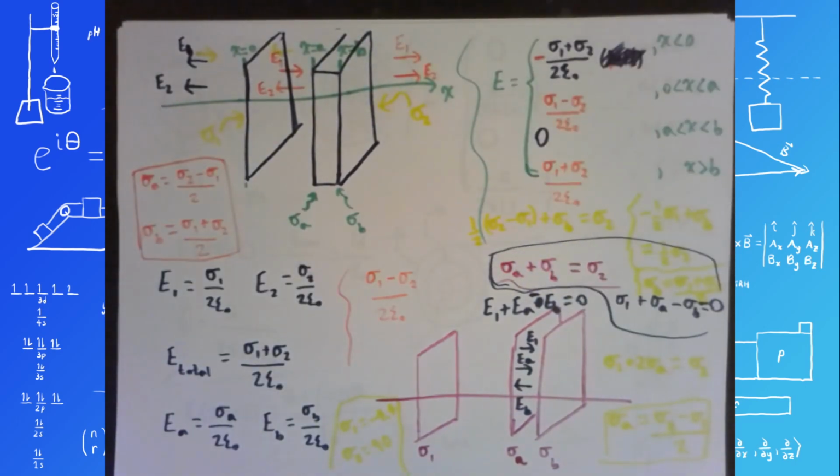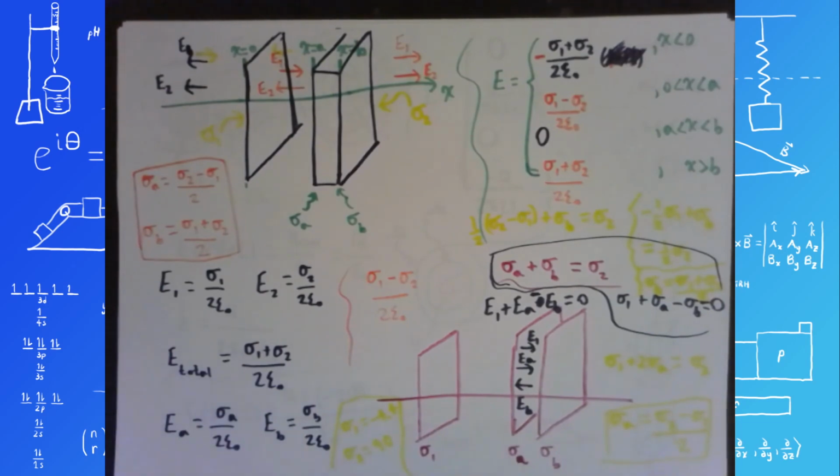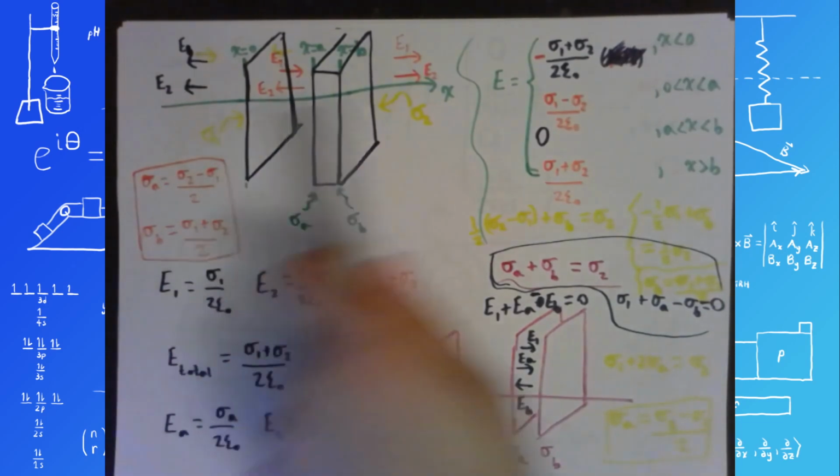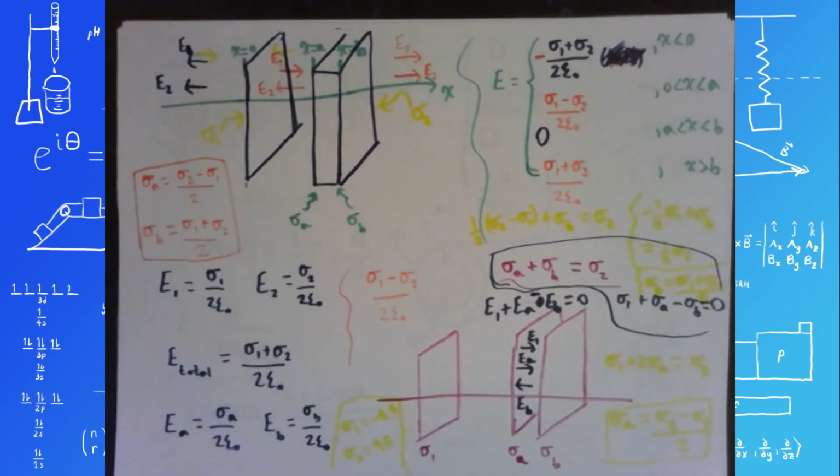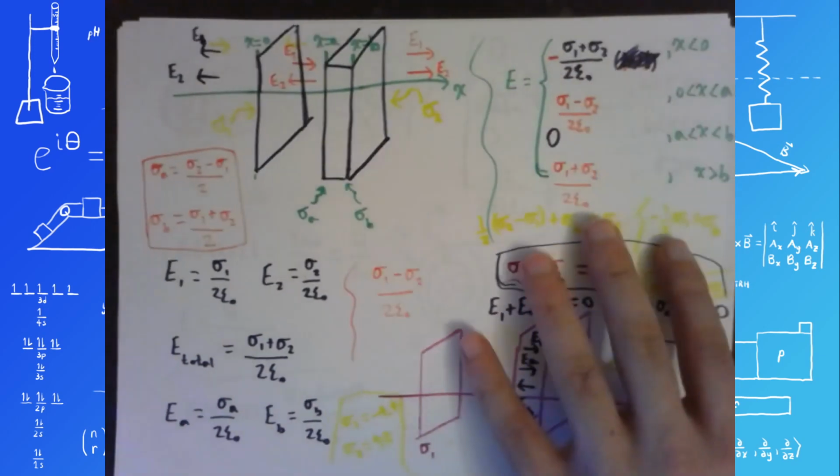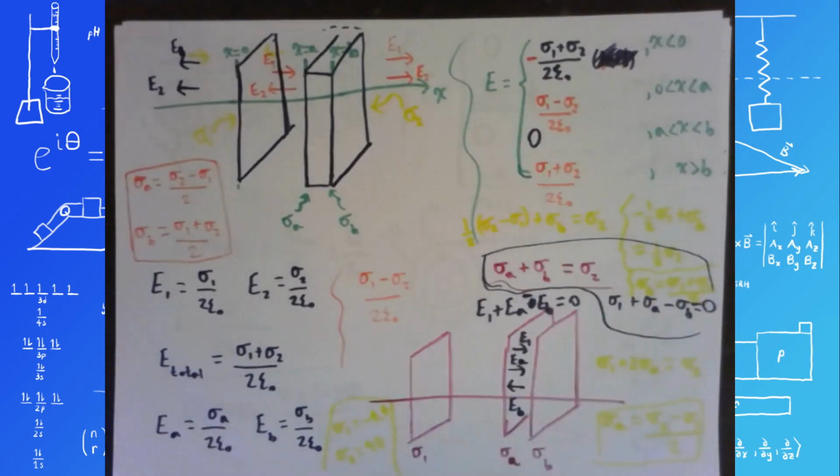So that is something that you can do if you know the signs of your charge densities in advance. If you don't know them in advance, then just do what I did for this whole problem. Treat everything as if it's positively charged and let the math determine what signs you end up with.